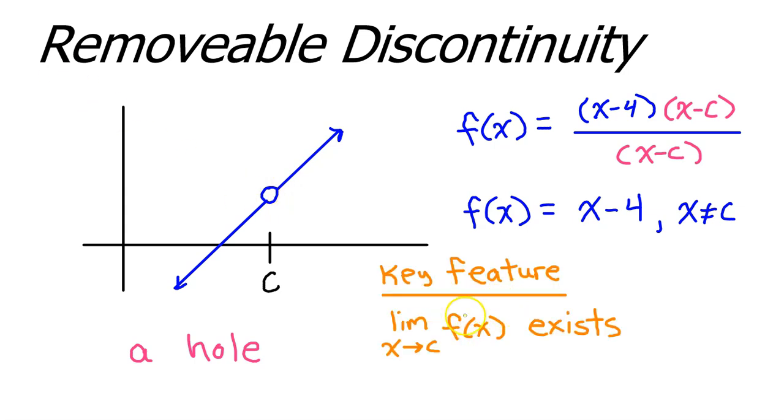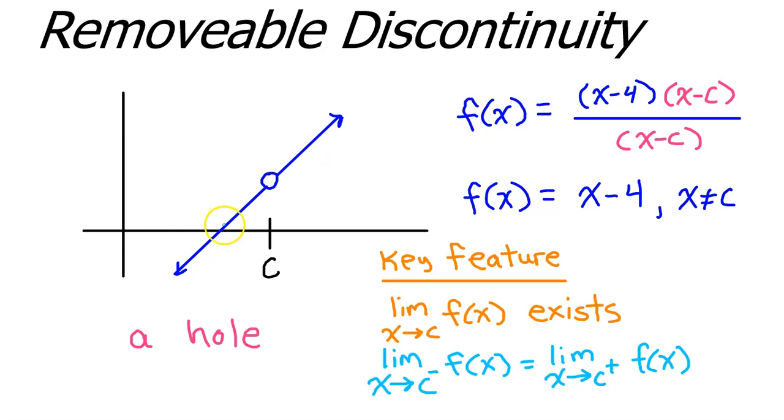Here's a key feature of a removable discontinuity. If f of x has a removable discontinuity at x equals c, the limit as x approaches c exists. In other words, the limit as x approaches c from the left is equal to the limit as x approaches c from the right.